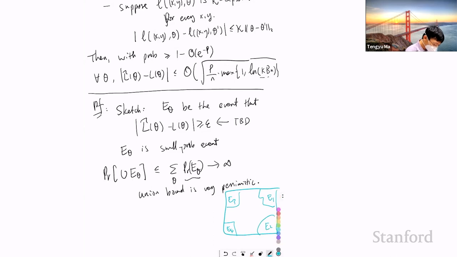So you have one theta, E theta, and if you change your theta to a nearby theta, you probably have something like this, which is E theta prime, and they have all of this overlap, and then your union bound starts to be very loose.